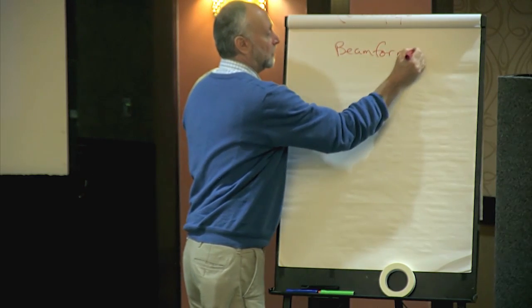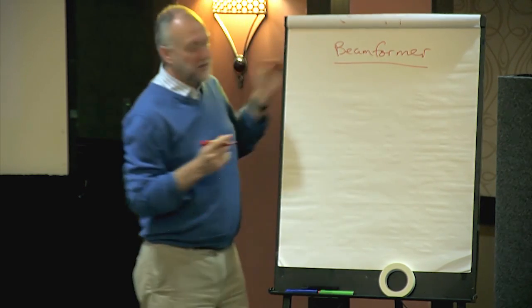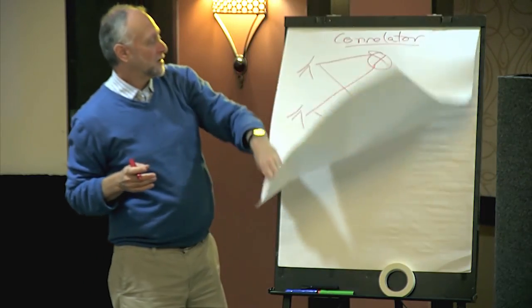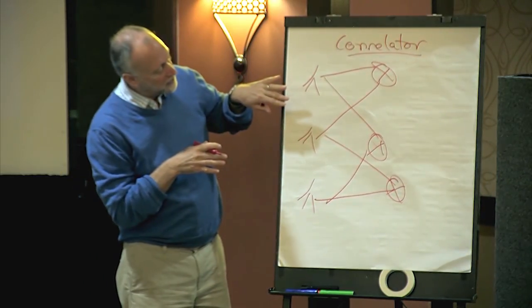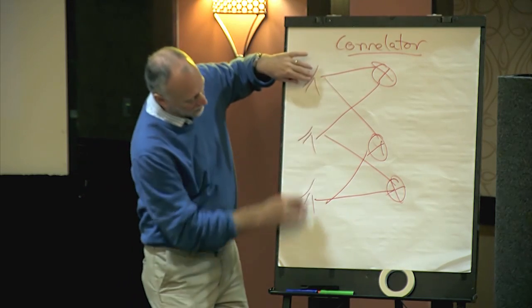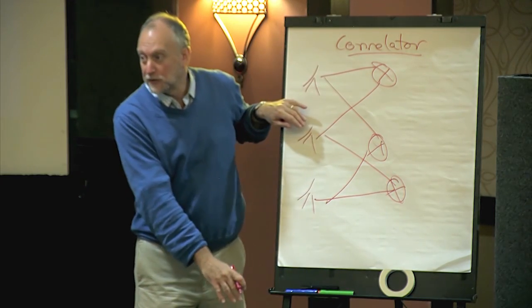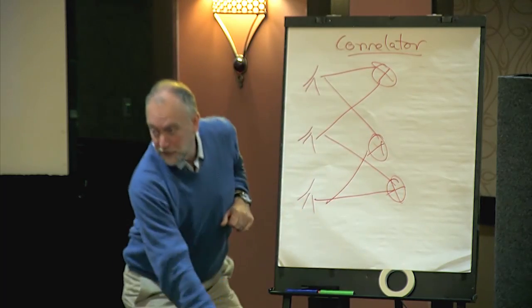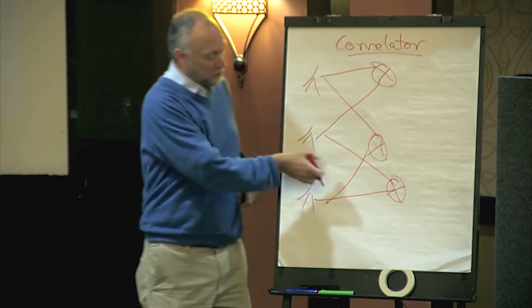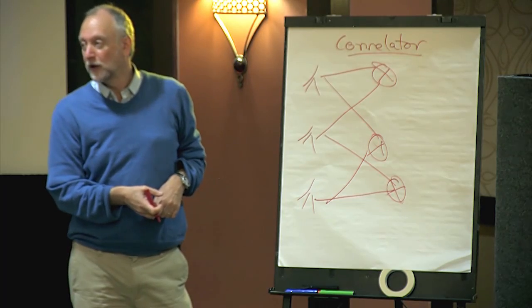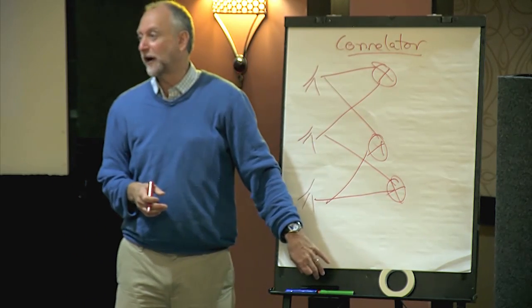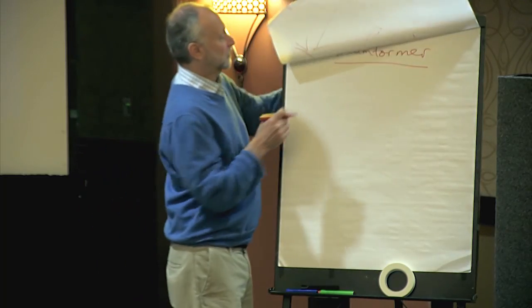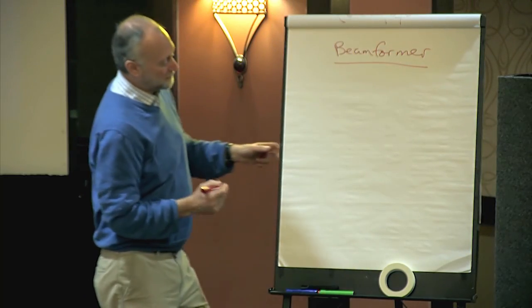A beamformer is a little different. Oh, by the way, for the correlator, the networking is going linearly with the number of telescopes. The number of bits per second is just proportional to the number of telescopes I have times the bandwidth of each telescope. Okay? But the computation is going as the square. The beamformer, let me just show you how a beamformer works.